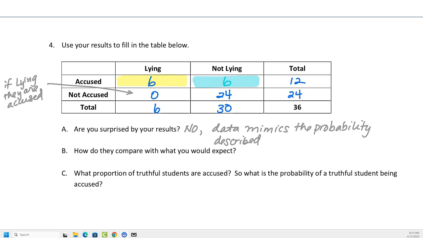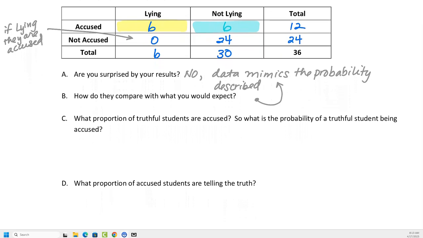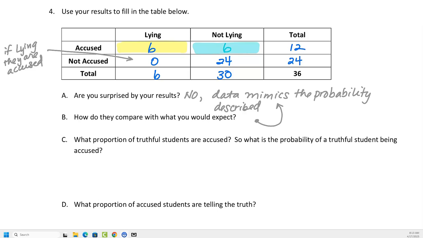How do they compare with what you expected? I'm just going to draw an arrow here because let's go see. What proportion of truthful students are accused, sorry. So what is the probability of a truthful student being accused? So notice here that we have a given in the problem, right? Truthful students.